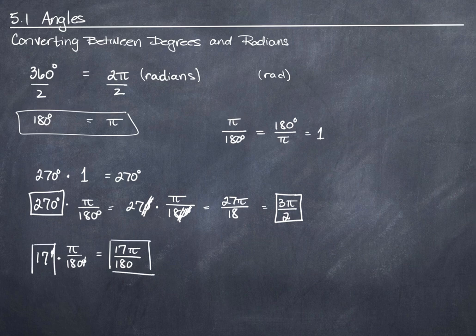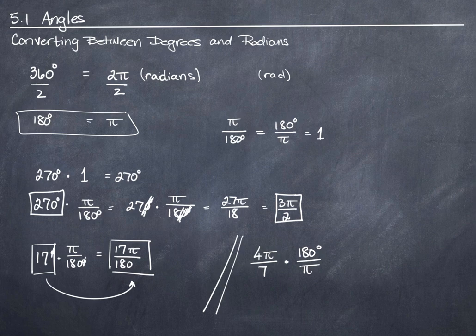17 degrees in radians is 17 pi over 180. I can do the same with radians. If I have 4 pi over 7 radians, I can multiply by 1 here. This time, though, I'm going to multiply by 180 degrees over pi. The reason is that I want my pi's to cancel, right? And I can do that now because here I have a pi on the top.